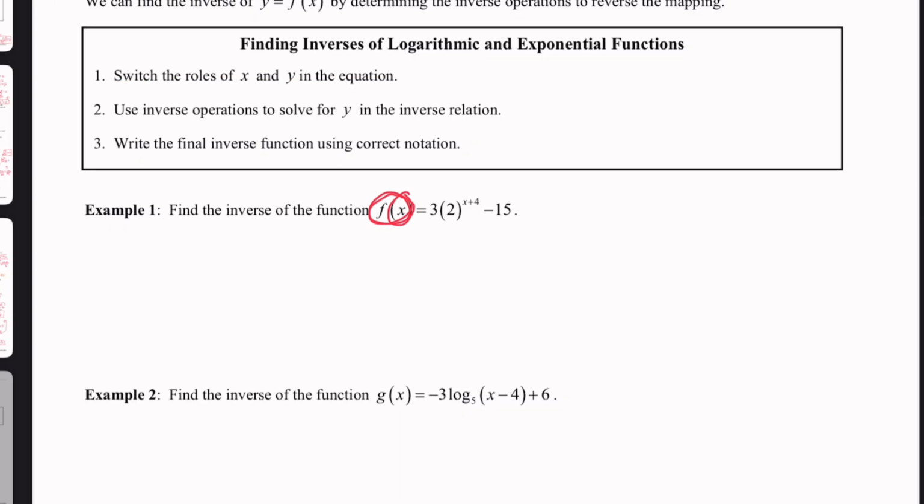So this right here is y, so we're going to say it's x now. So x is equal to 3 times 2 to the power of, and then we have x here, which we will change to y. So y plus 4, and then minus 15. Because we're still trying to solve for the inverse equation, it has to equal y, because an equation is y equal to whatever the equation is. And so we have to solve for y, so we can start to isolate.